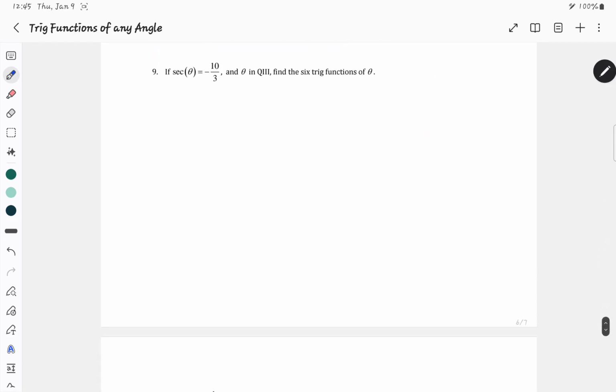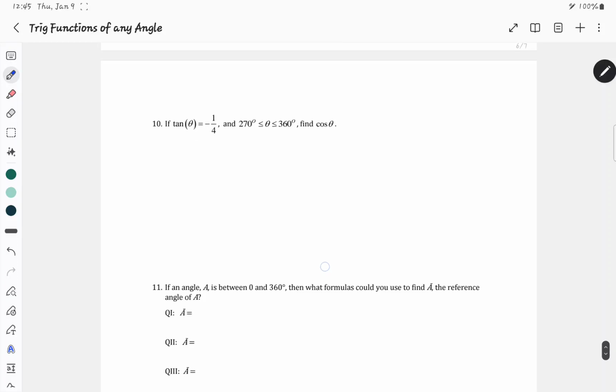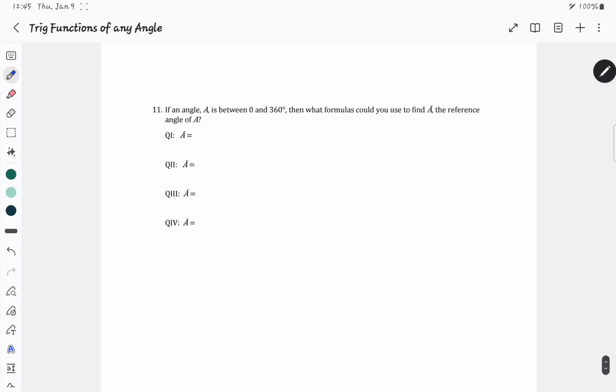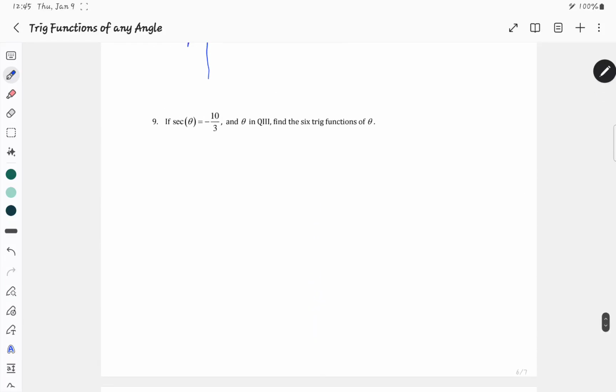We'll go ahead and wrap up with this number 9, and then with at least this type of problem, we have one more here at the end, which is looking at reference angle formulas, at least using degrees. So with this next one, we have secant is negative 10/3. Theta is going to be in quadrant 3, and we want to find all 6 trig functions of theta, not just one of them. So we already know one of them, secant is negative 10/3, but we do need the other 5.